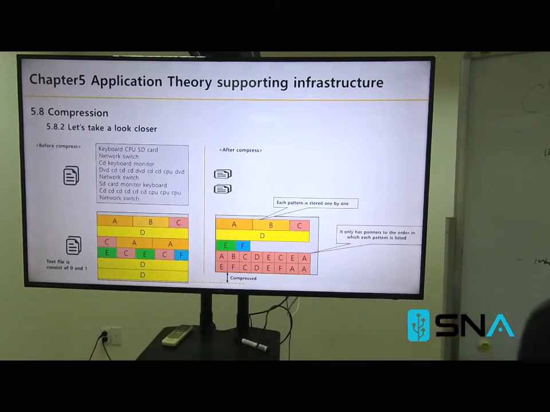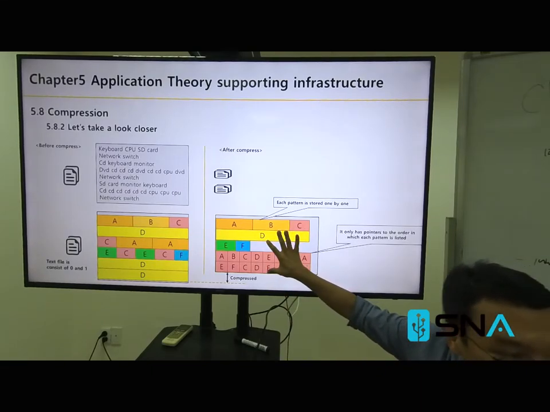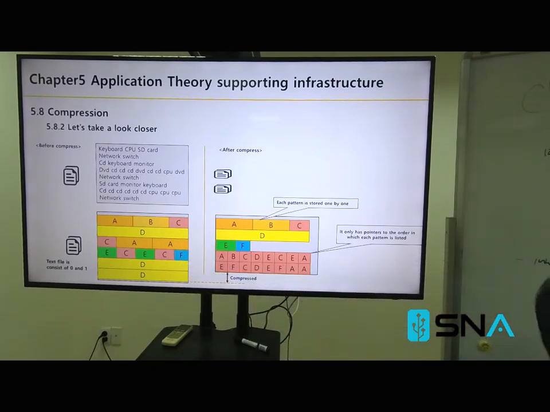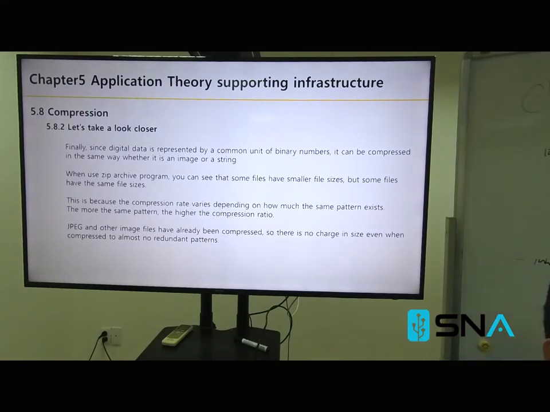Also, when you decompress, it uses the same waiting time to return from this to the original file. So we need some time. Finally, since digital data is represented by a common unit of binary numbers, it can be compressed in the same way, whether it is an image or a string.